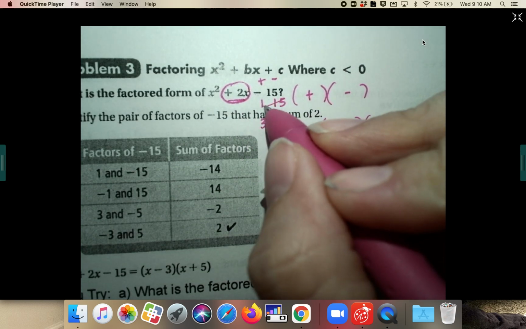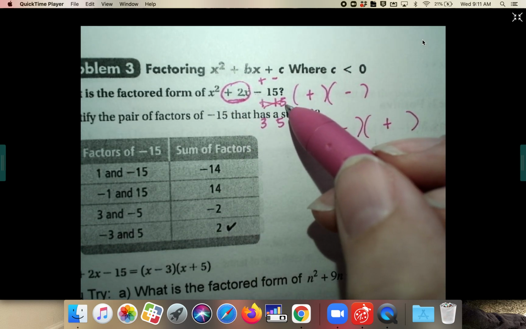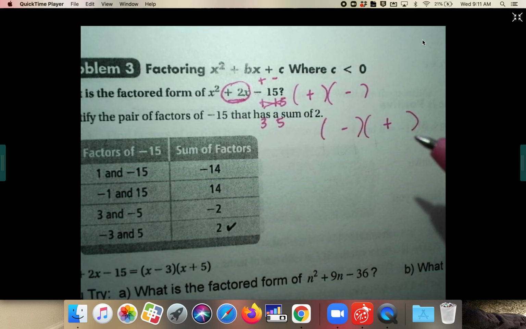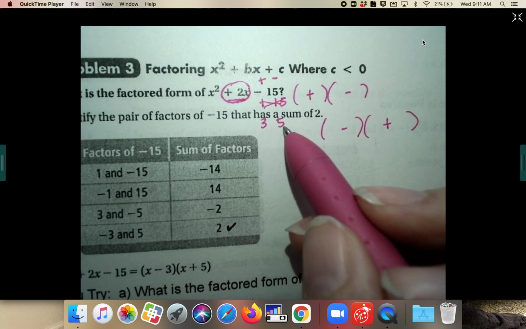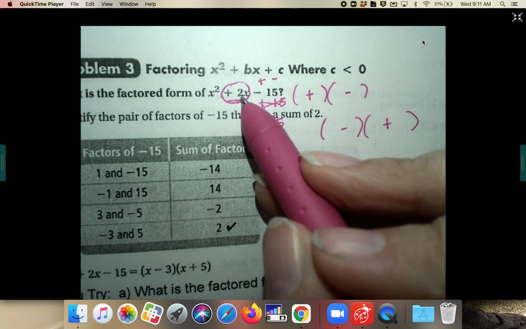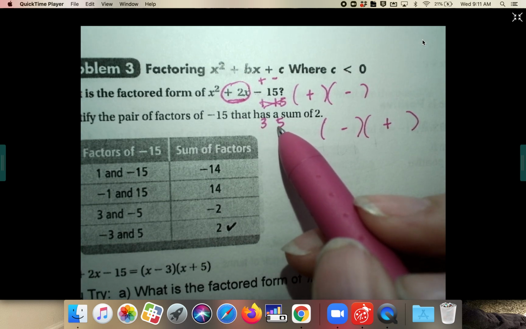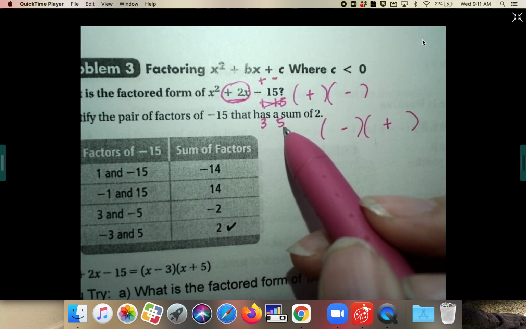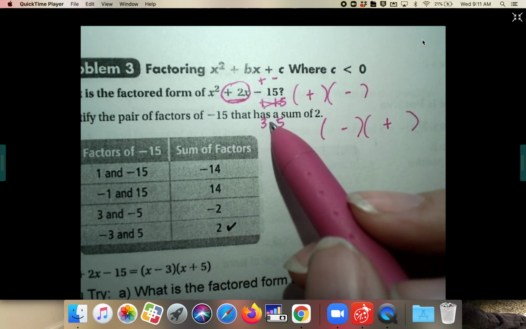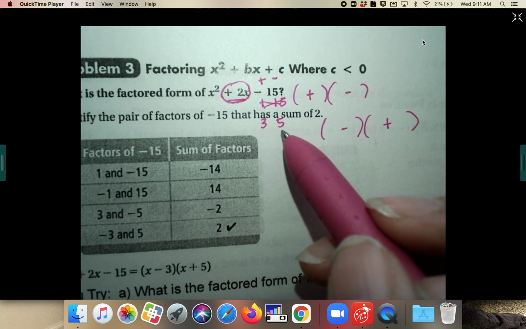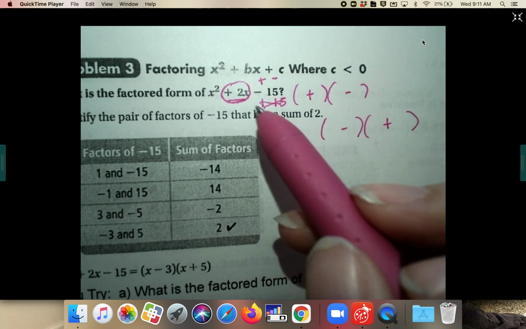So it's not going to be 1 and 15, because either way you cut it, that's either going to be 16 or 14, depending on which place you put the negative. But these are 2 apart. So I know that's where my 2 is going to come into play. So I need to choose, will my 3 be negative or will my 5 be negative? Because negative 3 times 5 is negative 15, but also positive 3 times negative 5 is also negative 15. So I need to know which one is going to be the negative.